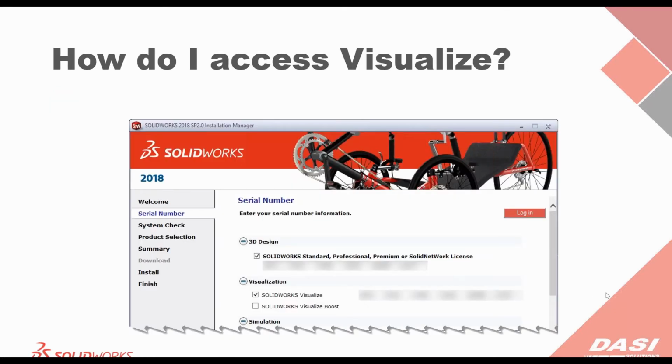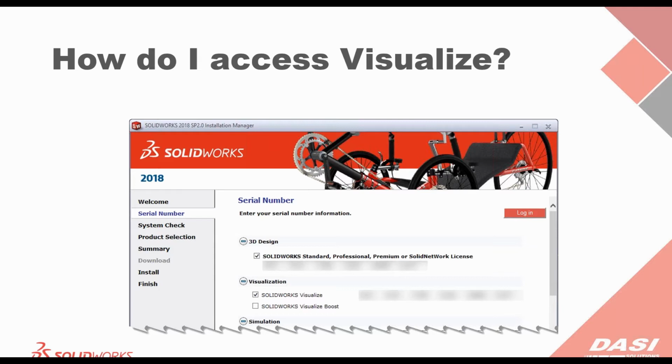Another kind of hidden question that I get relatively frequently is, how do I access Visualize? It's very easy. You can access it through the installation manager under the visualization tab, as you can see here from this screenshot from my 2018 installation manager. Basically, all you have to do is enter your serial number in the boxes, just like any other product, and it will install. It is a standalone application that will install separately from SOLIDWORKS.